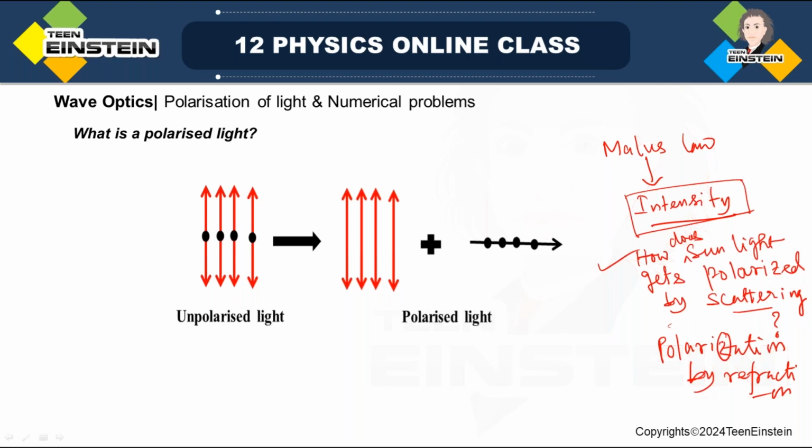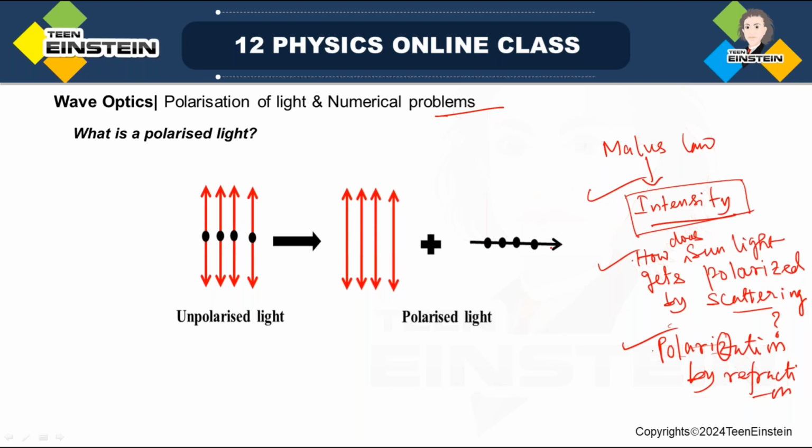See, for the spelling of polarization, Z and S both are used, so don't worry about this spelling. If I write Z, you can write either Z or S as well. So polarization by scattering, polarization by refraction, and Malus law, these three things I'll discuss in detail today, and then we'll discuss a few numerical problems.